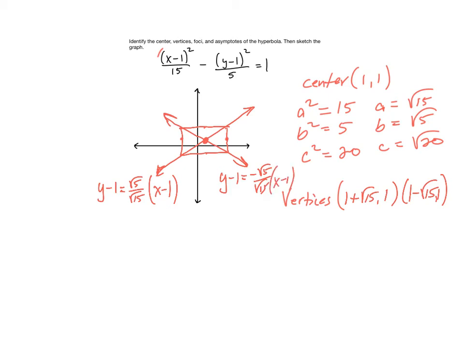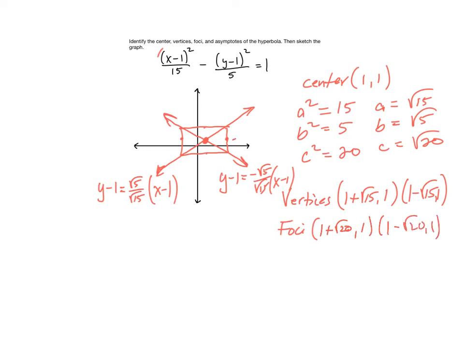Okay, so we've got vertices, asymptotes, center. Now we need to find the foci. Foci, again, we're moving in which direction? We're moving in the x direction from 1. We're moving in the x direction plus square root of 20. So 1 plus square root of 20, 1, and 1 minus square root of 20, 1.